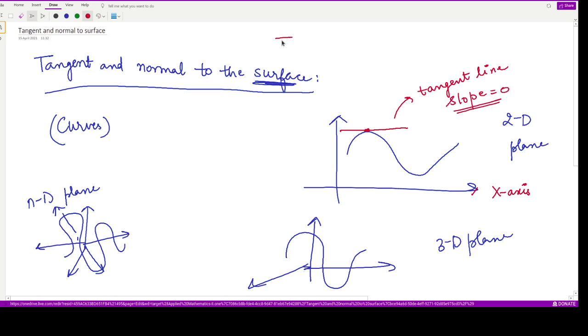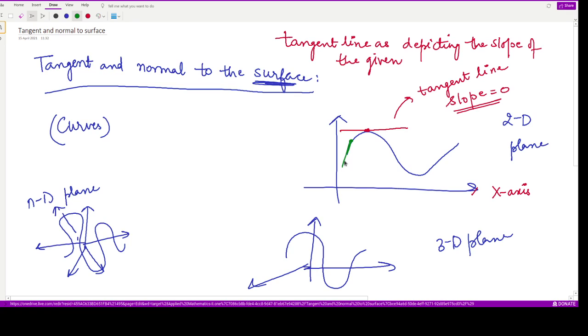So we also identify the tangent line as depicting the slope of the given curve. So when the slope is increasing, suppose I am taking the derivative at this particular point, the tangent line here would be in this particular direction, touching the curve at one single point, and it is in increasing direction, because its slope is a positive quantity.